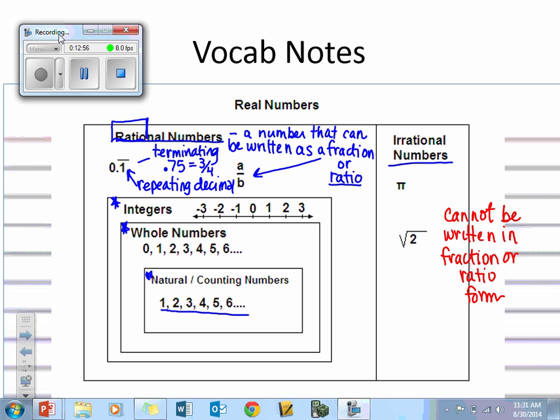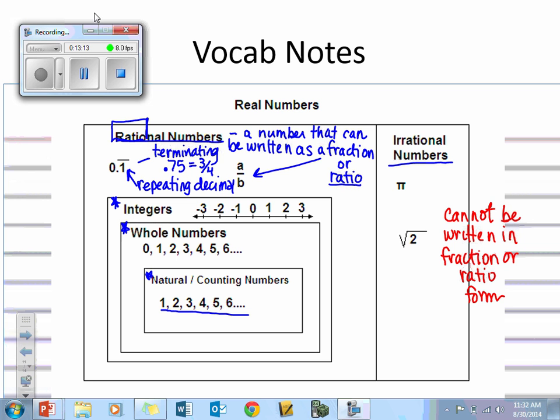Same with the square root of 2. If you put that in your calculator, it'll go on forever. Nothing will ever repeat. It won't terminate, and you can't write it as a ratio. Those are the two types of real numbers that we needed to talk about.